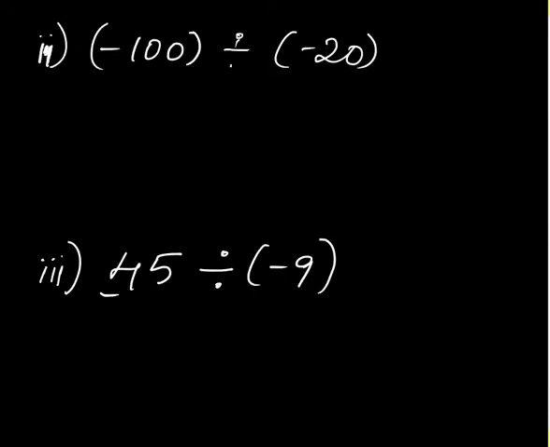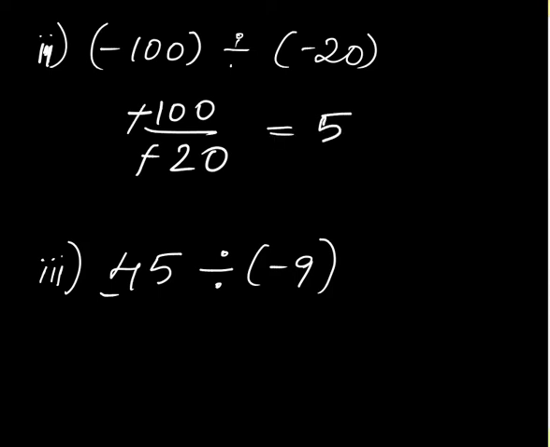Next question, minus 100 divided by minus 20. So minus minus will get cancelled. 100 divided by 20, the answer is 5. Next question, 45 divided by minus 9. 9 5s are 45. Since you have minus sign here, you will have minus in your quotient.